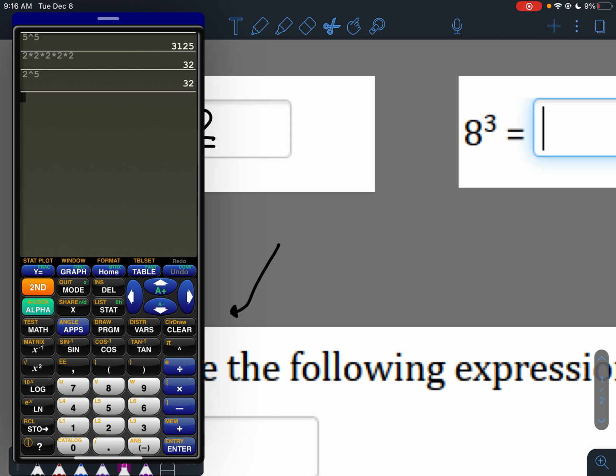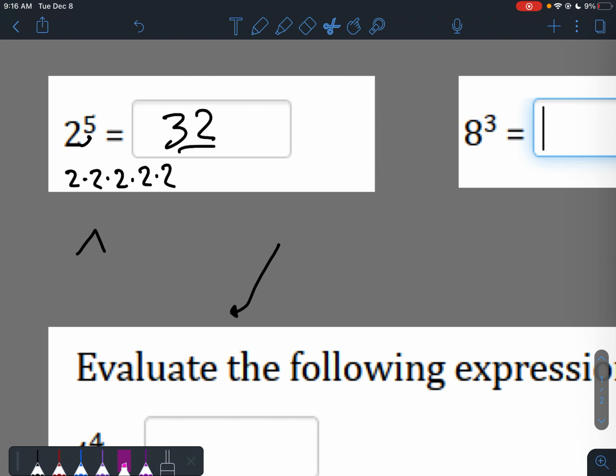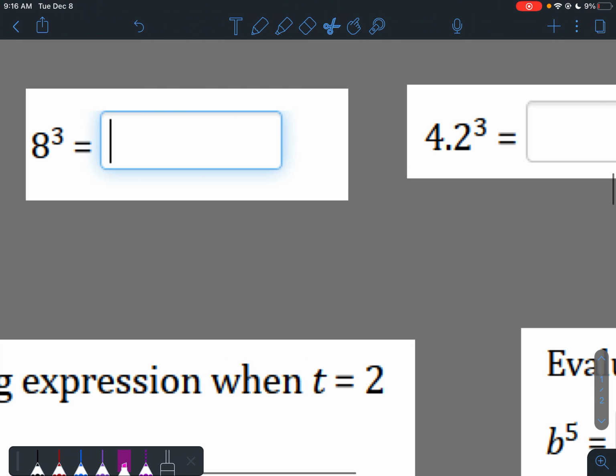It's pretty good practice, though, to use parentheses around whatever number you're raising to the 5th, because once you start adding negative numbers, it's going to make a pretty big difference on what's happening with those. So, 32. 8 to the third.